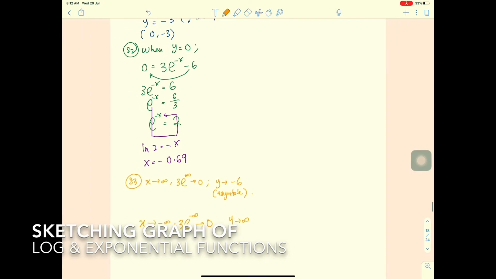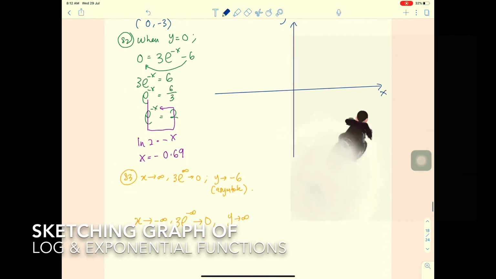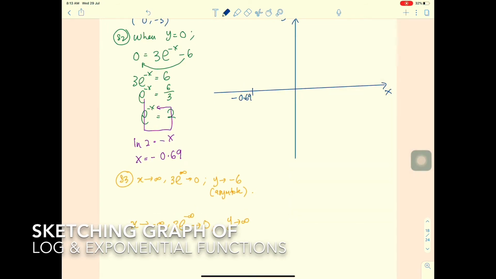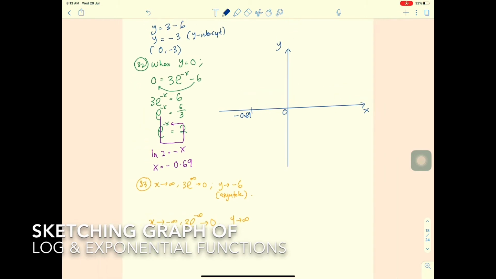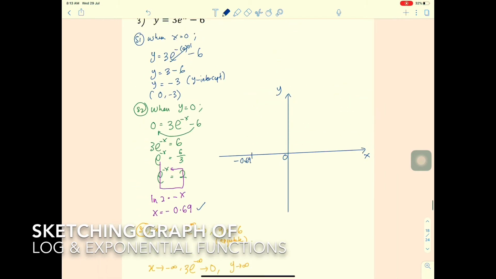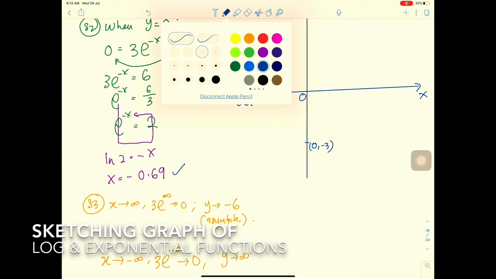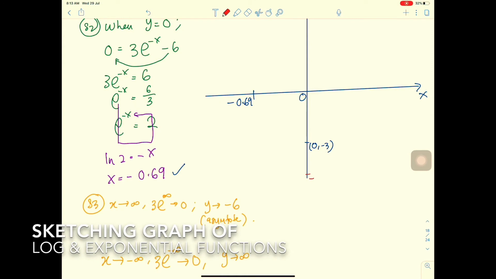Now let's sketch the graph of the function. Y-axis and x-axis. So we collect all the data that we just found. This is negative 0.69 when y equals 0. When x equals 0, we get 0, negative 3, the y-intercept. And then what else? This is negative 6. Negative 6 is the asymptote of the graph.